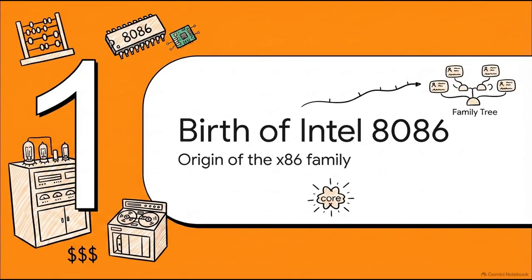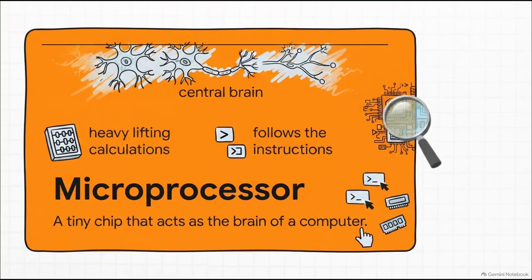Section 1. The birth of the Intel 8086, the origin of the x86 family. Before this era, computers were these massive room-sized machines that cost an absolute fortune. We desperately needed a way to shrink all that immense calculating power down into something actually manageable. And, well, the solution to that was the microprocessor.